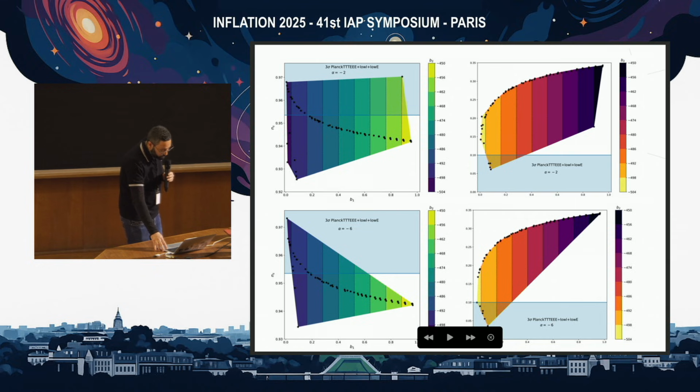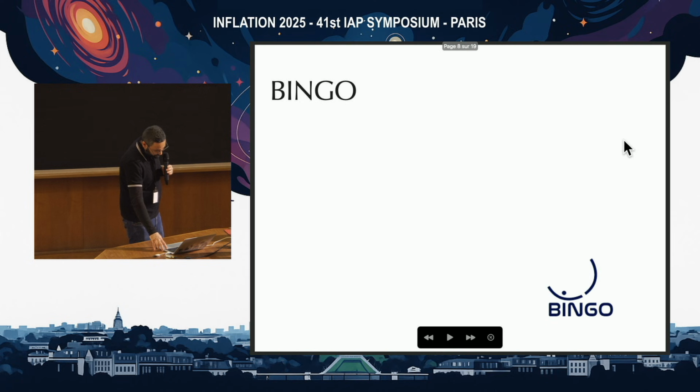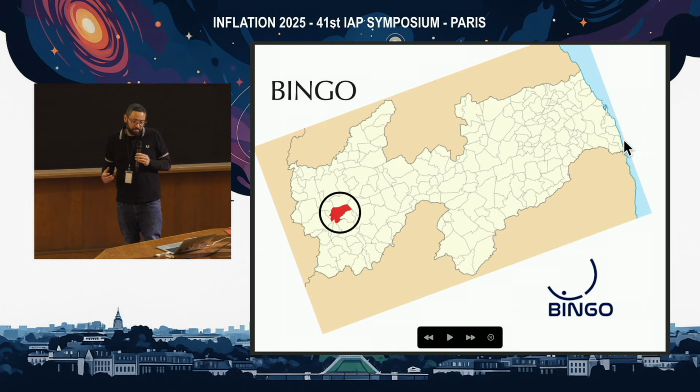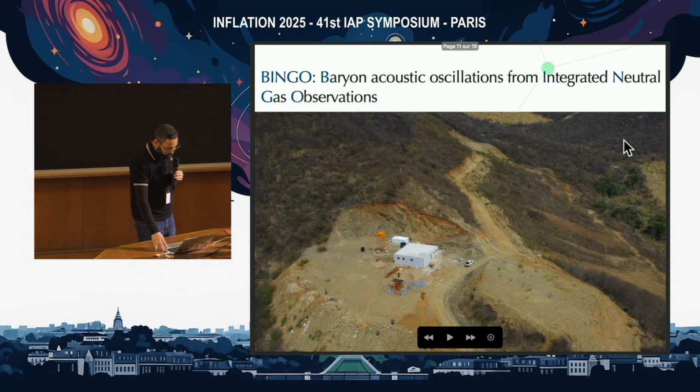Besides this, I would also like to show you a project that we are developing in Brazil, which is a radio telescope that we are building in the northeast of the country called BINGO. We are building this telescope in this region here in the state of Paraíba, in the outback of this state. The final version of the telescope is going to be like this. We expect to measure, as our main scientific goal, BAOs from the redshift range between 0.13 and 0.48. And we are in the final phase of the construction.